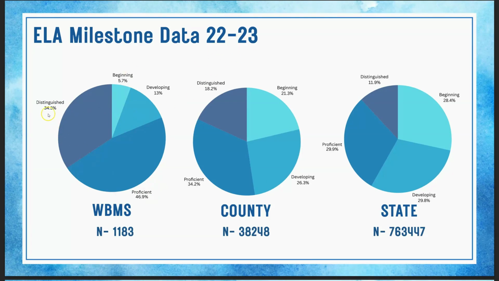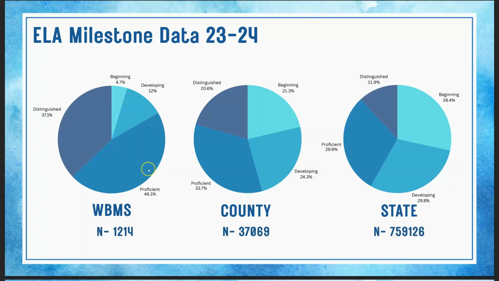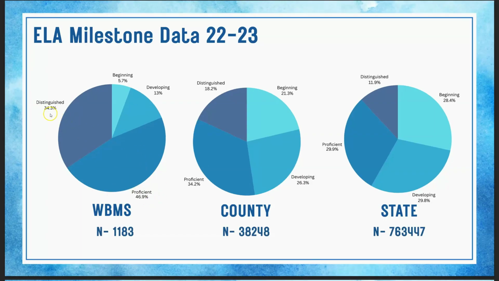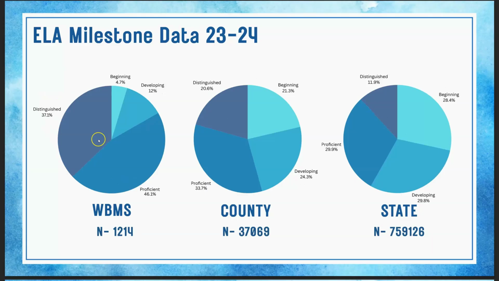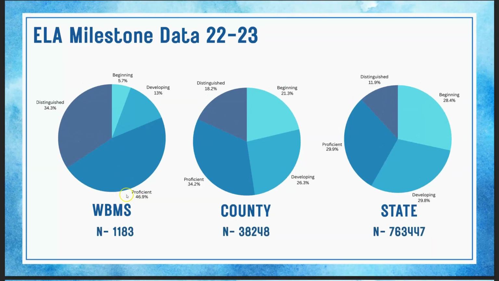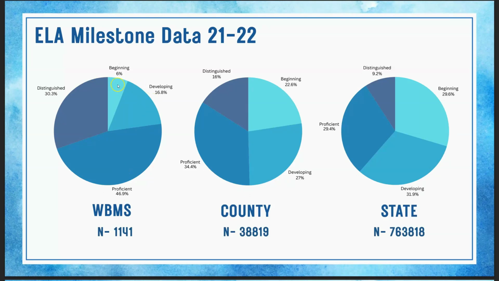If we go to 22-23, distinguished drops down to 34%, proficient is at 46%. So just to remind you, proficiency is about the same, and distinguished went down about 3%, with beginning and developing mostly absorbing that difference. And you can see 21-22, distinguished 30%, again dropping by another 4% between the years, with proficiency staying exactly the same and beginning and developing absorbing that percentage. Obviously, that's not how this data works. But it is also important to note that this was at the tail end of our COVID crisis, so it would take time for our community and for our schools to rebalance.